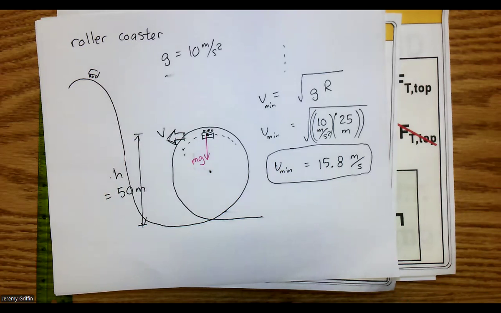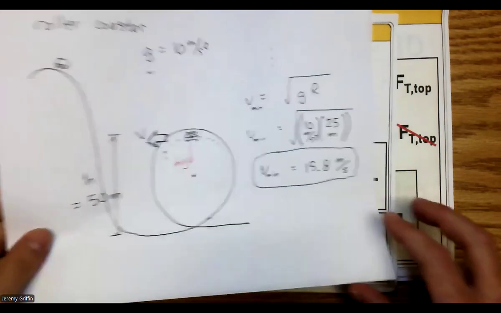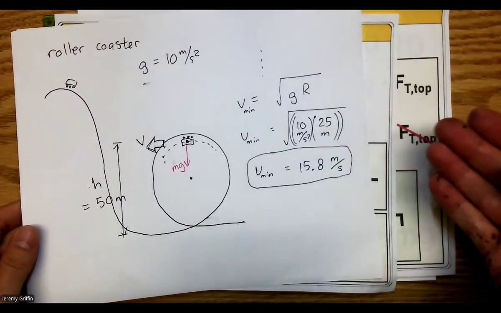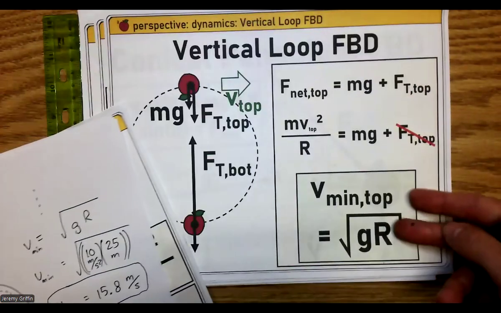Show of hands. Who says, yes, it's still going to make it? Still going to make it. Yeah, you guys got it. How'd you know it was still going to make it? The mass canceled out. Mass is not part of this equation. The mass, it canceled out here, right?